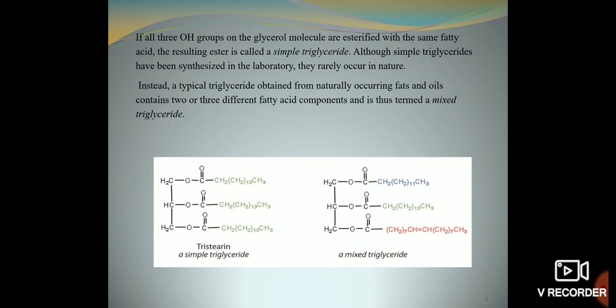Although simple triglycerides have been synthesized in the laboratory, they rarely occur in nature. Instead, a typical triglyceride obtained from naturally occurring fats and oils contains two or three different fatty acid components and is thus termed a mixed triglyceride. So here we see a tristearin. This is a simple triglyceride, whereas a mixed triglyceride on the right hand side has three different fatty acid units.